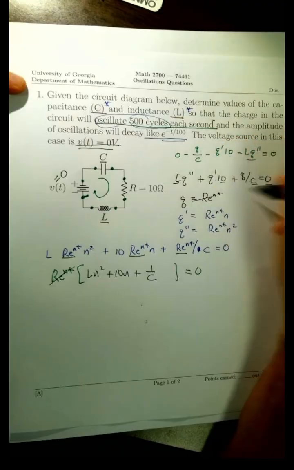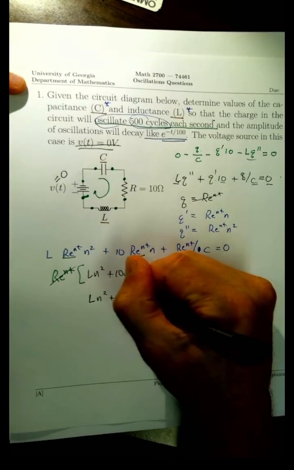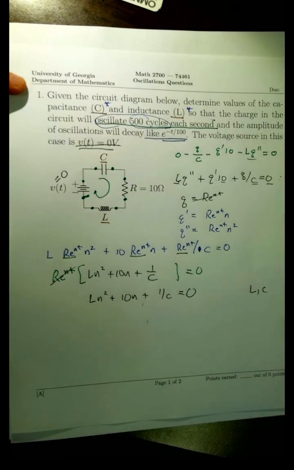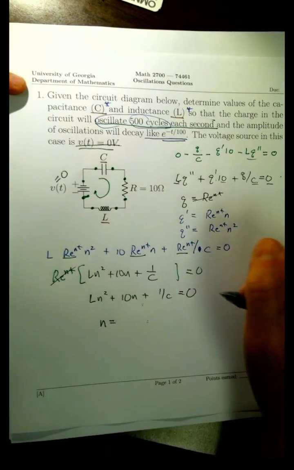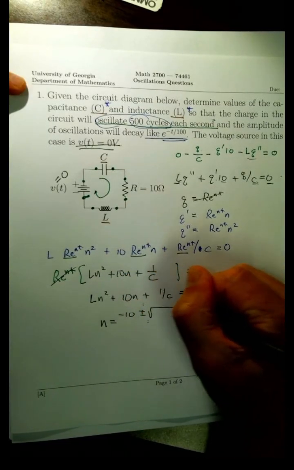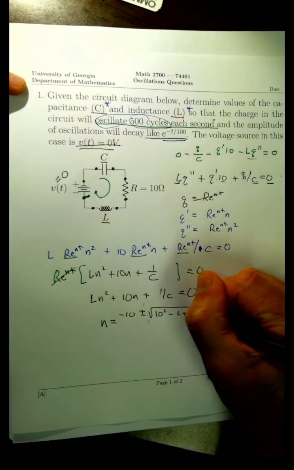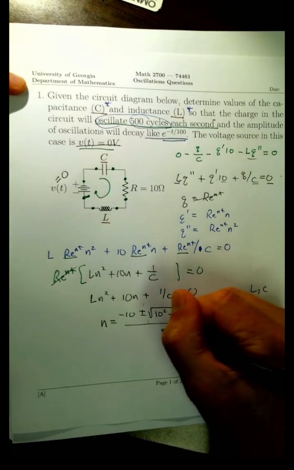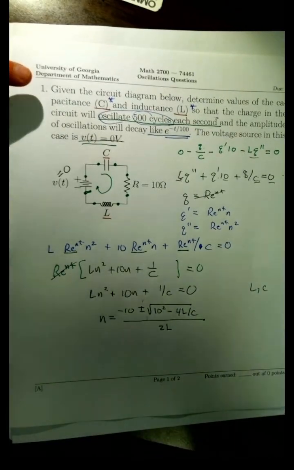I don't want r e to the nt to be 0 because that would be my charge. I know that's not 0, which leaves this quadratic equation, and L and C are constants. I'm just going to use the quadratic formula to get the roots. So B is 10, so I have minus 10 plus or minus the square root of B squared, which is 10 squared, minus 4 times L times 1 over C, all over 2L. So these are my roots.